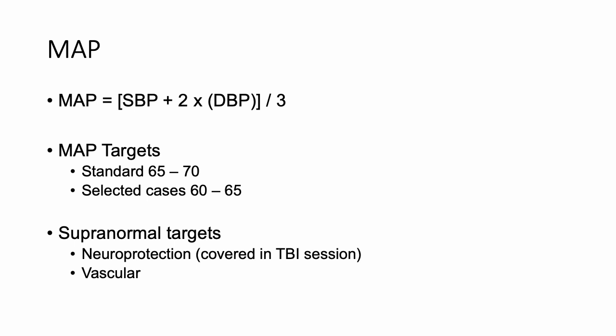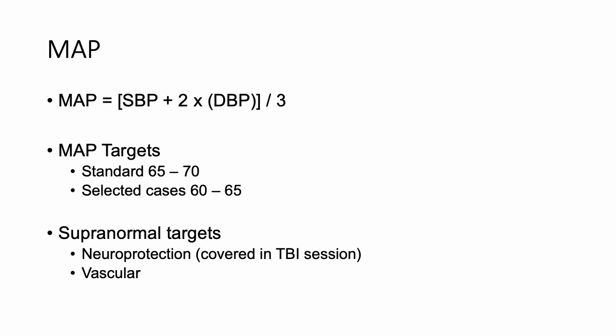The MAP target we tend to go for is 65 for the majority of patients. This is because it is a balance between causing harm by giving too many vasopressors to drive to a higher target, and the lack of benefit you see in driving to a higher target, balanced against the risk of hypoperfusion by having too low a target.